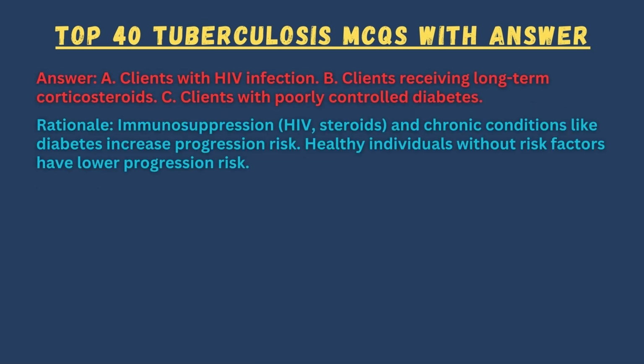Answer: A. Clients with HIV infection. B. Clients receiving long-term corticosteroids. C. Clients with poorly controlled diabetes. Rationale: immunosuppression, HIV, steroids, and chronic conditions like diabetes increase progression risk. Healthy individuals without risk factors have lower progression risk.